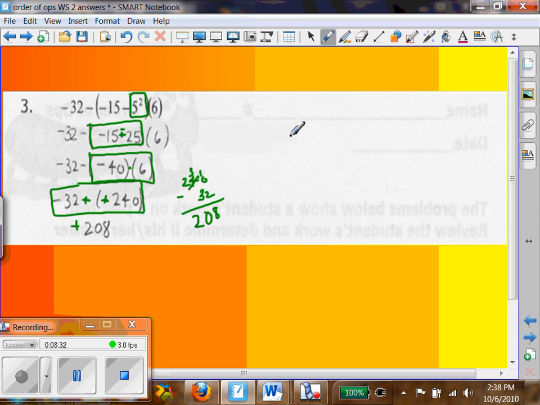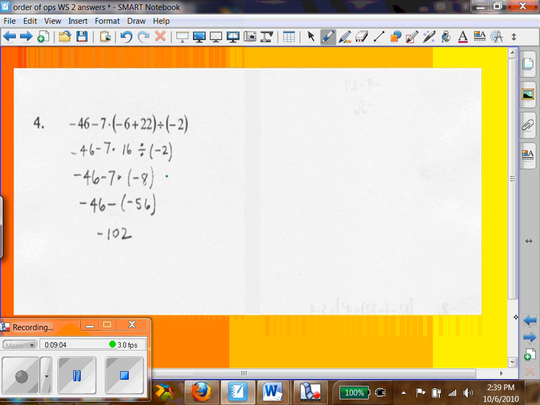So the steps that we did were exponents in parentheses first. Then we did subtraction in parentheses. Then we did multiplication. And then we did subtraction. And there you go. There are all your steps. All right, number 4, the final problem.